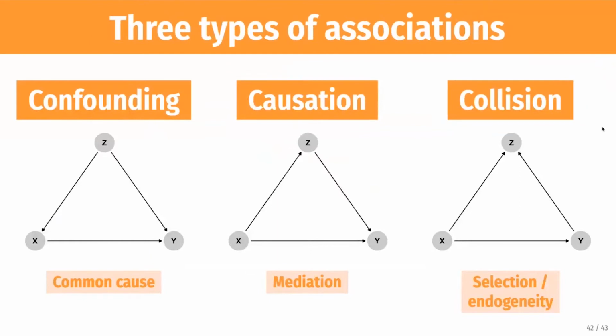Daggity is really good at identifying these for you. When there's a collider, it will make it a different shade of pink, and so you'll be able to see that there's a collider there, and you can avoid it and not adjust for it. You can see the confounders, and it'll tell you what you need to adjust for to isolate this X and Y relationship. And so that is Daggity.